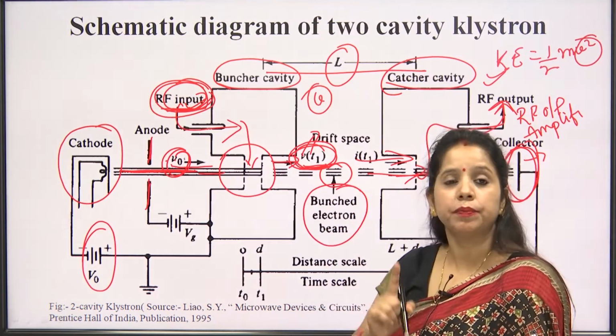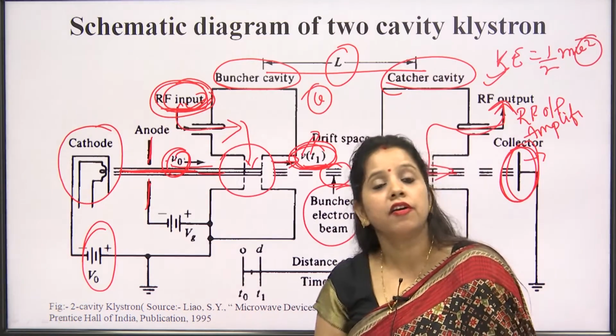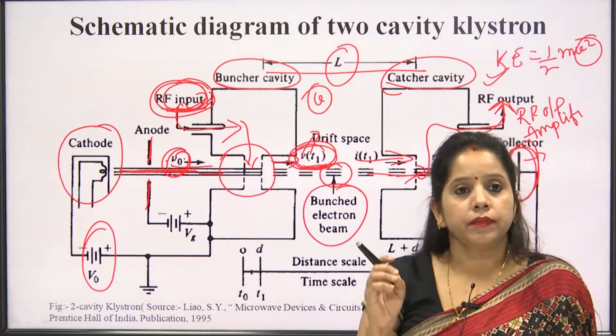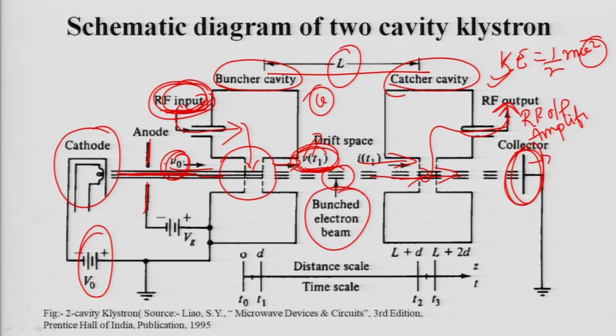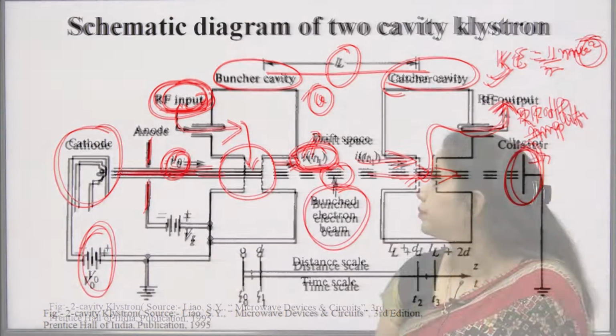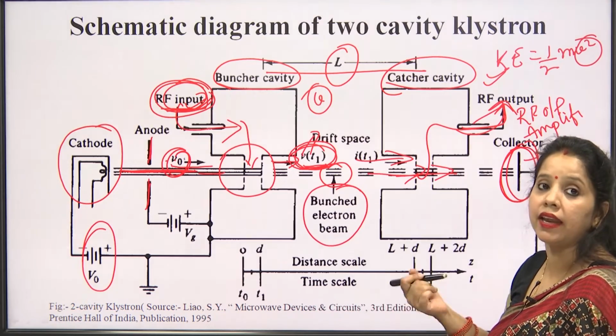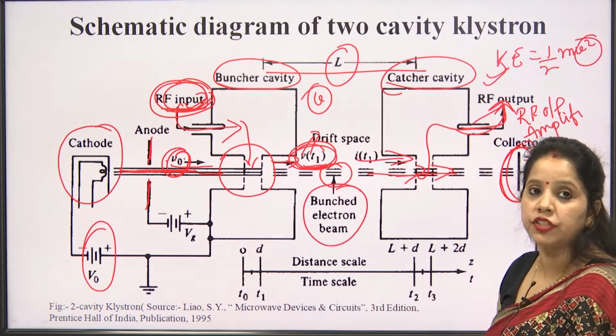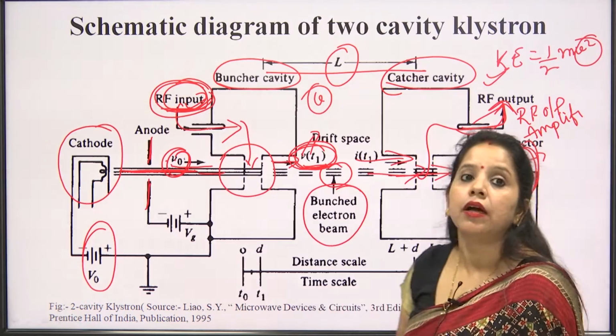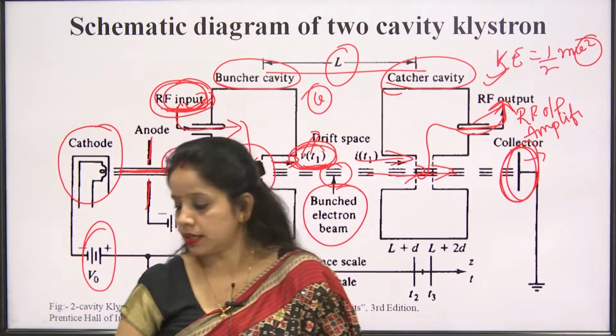The velocity modulation plays a very important role because it increases the velocity of the electrons associated with the two cavity klystron, and in turn it increases the kinetic energy. Now the electron has more kinetic energy and it transfers its kinetic energy to the RF input signal, and the RF input signal gets amplified and comes out at this node from the catcher cavity, and the electron which is now without energy gets collected here. So this is the working of a two cavity klystron.